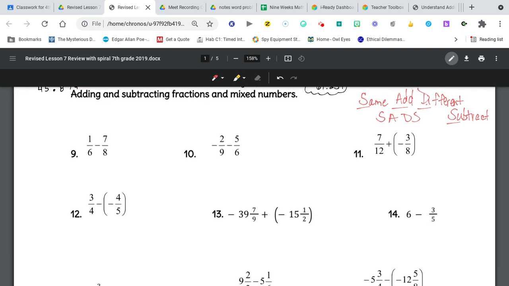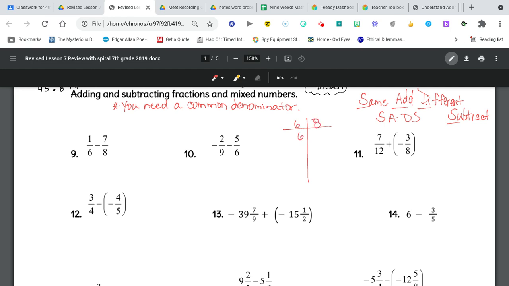But before you add and subtract fractions, you need a common denominator. Now, if you don't know how to get a common denominator, you can just draw a T-chart. And I won't be doing this for every example because you accelerated, so I expect that you know how to find a common denominator.